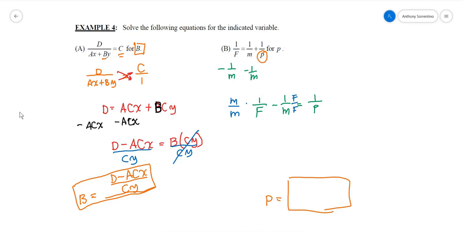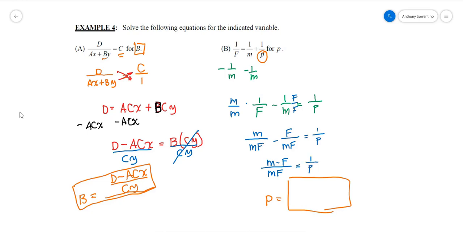And what that's going to give me is m over mf minus f over mf equaling 1 over p, which means I'm going to have m minus f over mf equaling 1 over p.